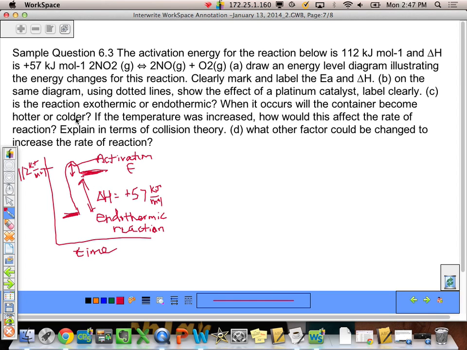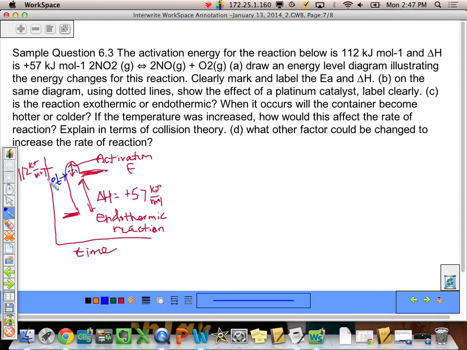Then it says, on the same diagram, using dotted lines, show the effect of a platinum catalyst and label it clearly. So if I add a platinum catalyst, my activation energy would be lowered. So here's my addition of platinum. It lowers the activation energy, so it's easier for the reaction to occur.